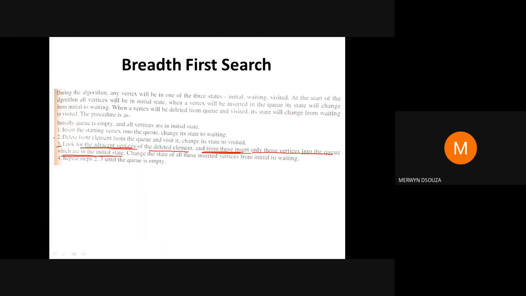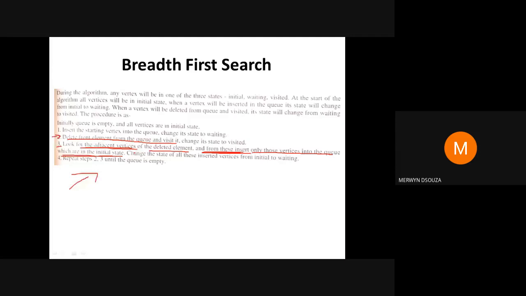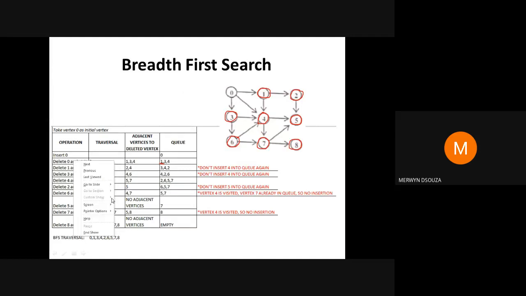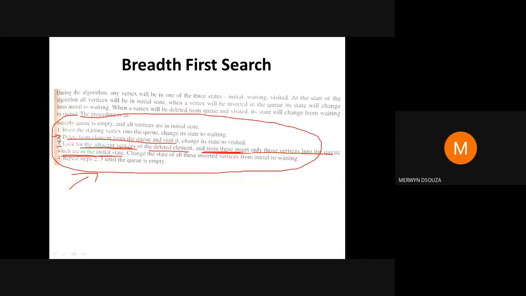So we will start from here again. Delete the front element from the queue. You all can refer to this in the next slide. This PDF has already been given to you, so you can keep this algorithm open and refer to it. What we are going to do now is keep repeating step 2 and step 3 until the queue is empty.